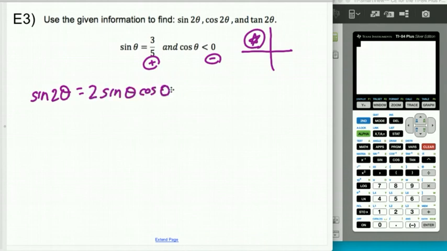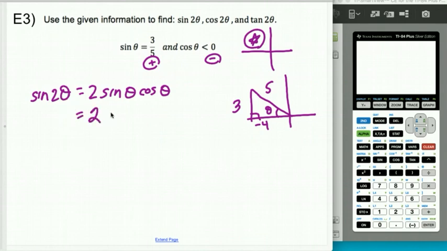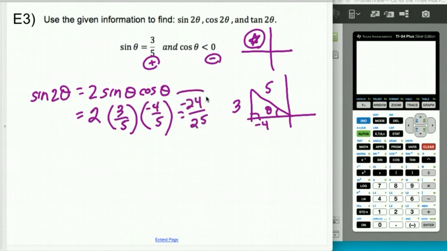of theta. Well, since I'm in quadrant 2, I can draw that the opposite side is a 3, right, because sine is opposite over hypotenuse. The hypotenuse is a 5. And that means the adjacent side is a -4, because that's a Pythagorean triple, but I'm in quadrant 2. So sine of 2 theta should be 2 sine of theta, which was a 3/5, times the cosine of theta, which is a -4/5. So I seem to get a -24 over 25.